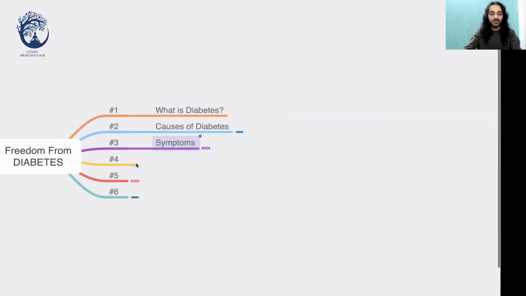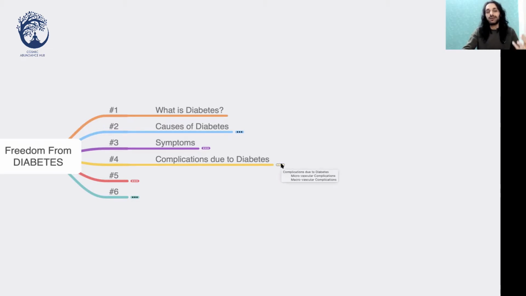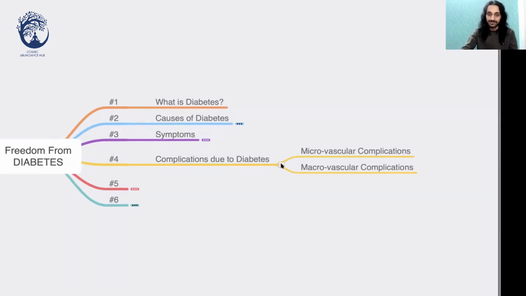Let's go to the next, fourth one. We have complications due to diabetes. Now, this is something, Anita, most of us don't understand until the time we face them. In yoga therapy, it's all about how you can prevent a disease. So it's very important to understand the complications which diabetes can cause or is already causing.